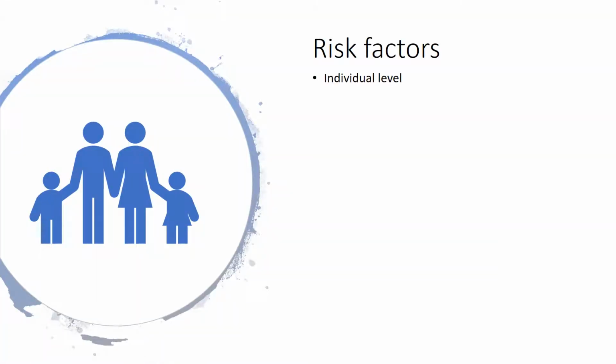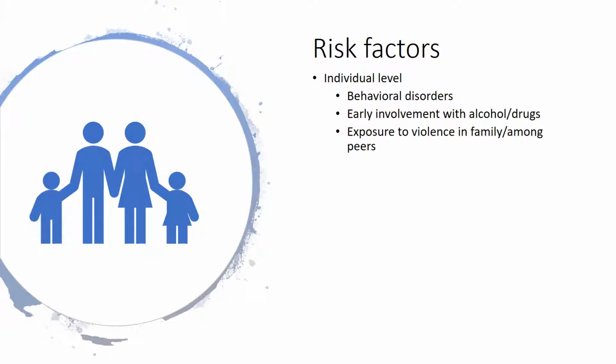Some risk factors for youth violence as a whole at the individual level include behavioral disorders. So if you have like ADHD or other sorts of behavioral disorders, you might be more of a bully. Early involvement with alcohol or drugs, and this is kind of a common theme for violence in general at the interpersonal level, is that involvement with substances is a risk factor for violence. Now, substance use is not a cause of violence, so you can't blame your violent actions on substance use. That isn't an excuse, but if you are a substance abuser, you are at an increased risk for being violent in any sort of interpersonal form.